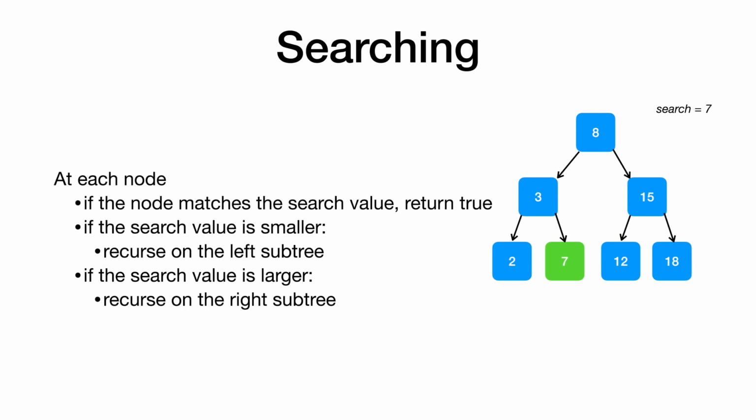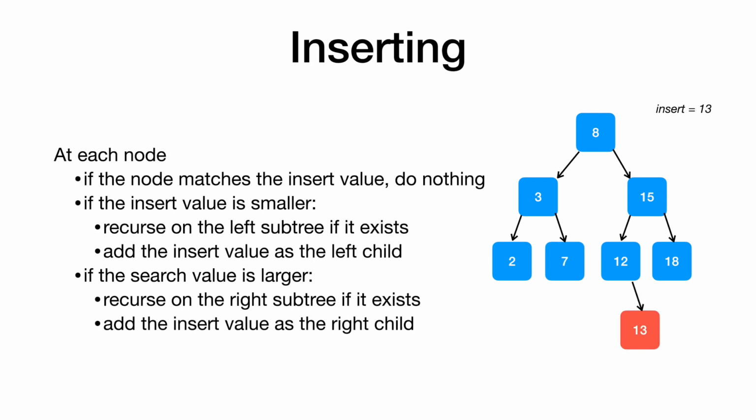Basically, the idea is that as we search, we start at the node, and we use that property that smaller things are on the left, bigger things are on the right, to help us search through the tree. So here we're searching for 7, we start at 8, and we know that 7 is smaller than 8, so we have to go to the left, and it's larger than 3, so we have to go to the right, and we find the node that we're looking for, right? And when inserting, we do something very similar.